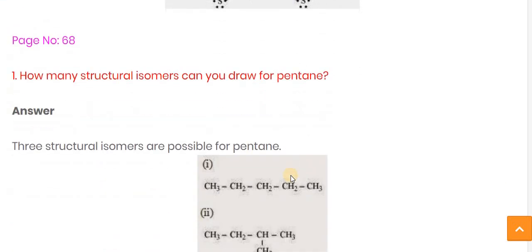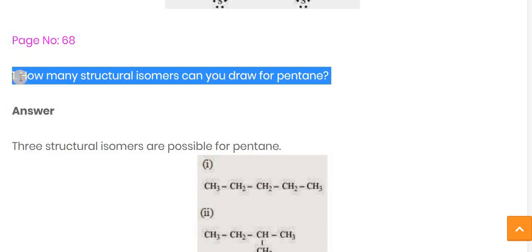Now let's move further, to page number 68. How many structural isomers can you draw for pentane? First of all, we have to know about isomers. What is the meaning of isomer? Isomers mean the chemical formula is the same, but the structure is different. That kind of thing we consider as an isomer of pentane.